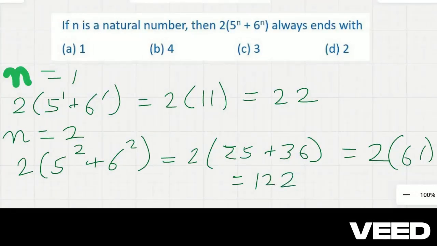If you look here at the end, we both have 2. So our answer is D, part 2.